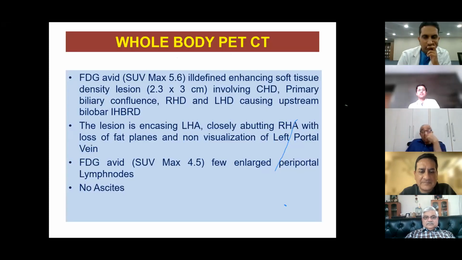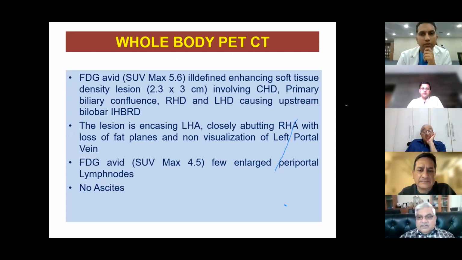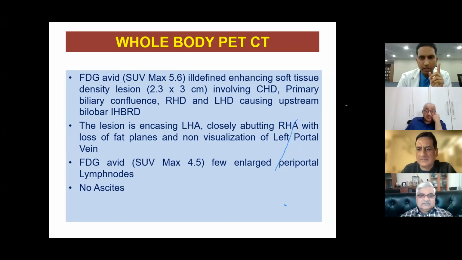Next, Dr. Rajesh. As we got a negative from FNA and still didn't have a tissue diagnosis, we did a whole body PET CT. Yes, from the lymph nodes, sir. Okay, not from the mass. It was taken from the lymph node only. The PET showed an FDG avid ill-defined soft tissue mass measuring 2.3 x 3 centimeters, involving the common hepatic duct, primary biliary confluence, right hepatic duct and left hepatic duct, causing bilateral upstream IHBRD. The lesion was also encasing the left hepatic artery.